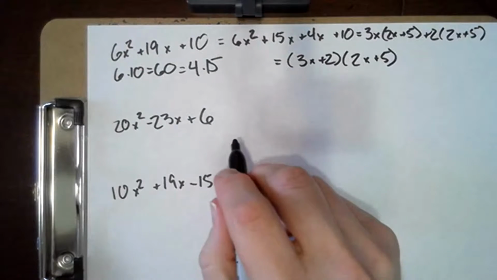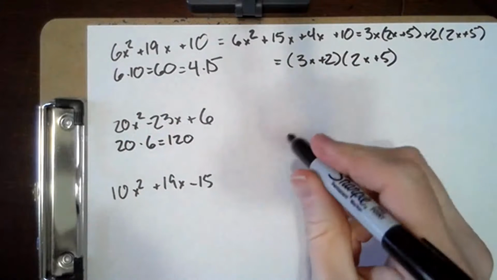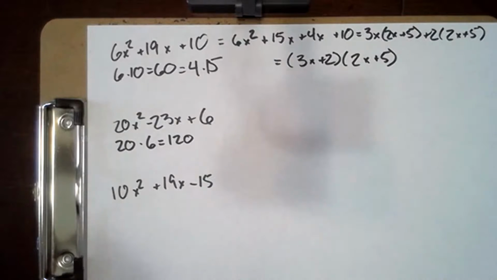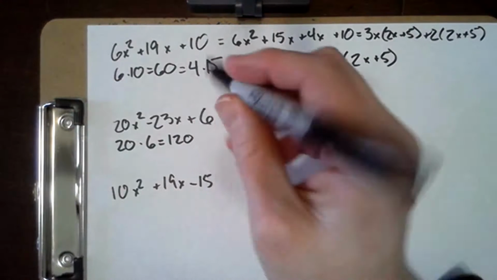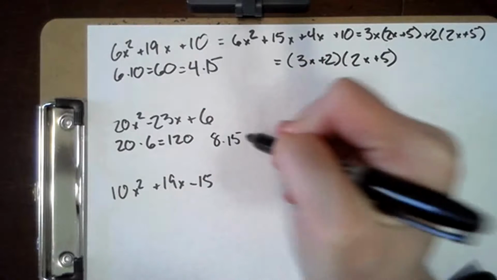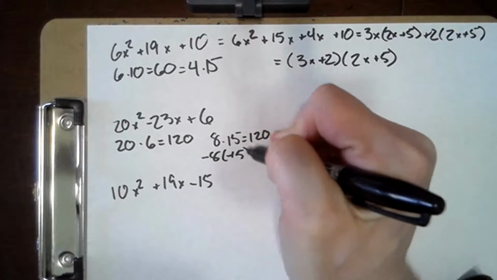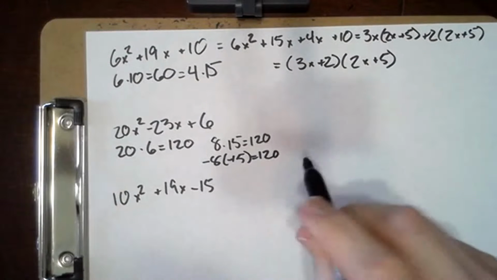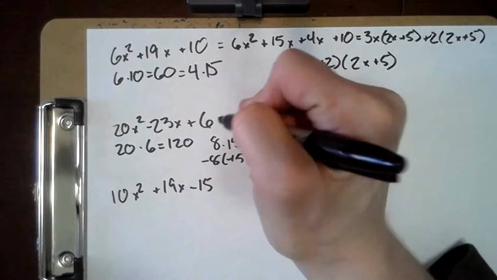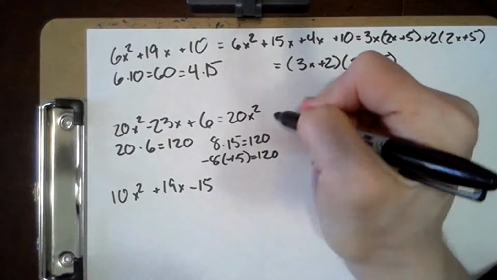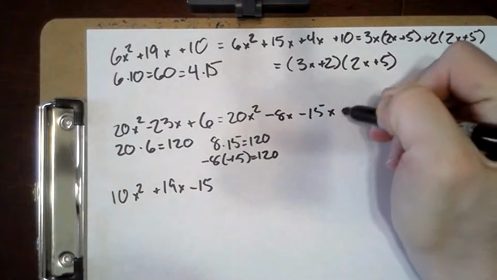Next, we've got 20 times 6, which is 120. And we want to find two numbers that multiply to 120 and add to negative 23. Well, after some consideration, 8 times 15 equals 120. So negative 8 times negative 15 also equals 120. So we're going to use negatives, and they add to negative 23. So we're going to change this to 20x squared minus 8x minus 15x plus 6.